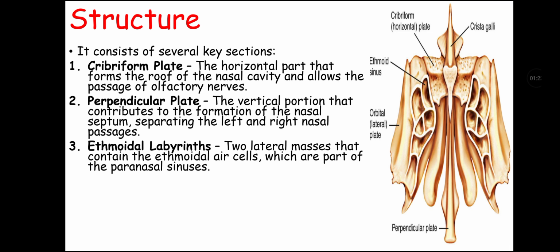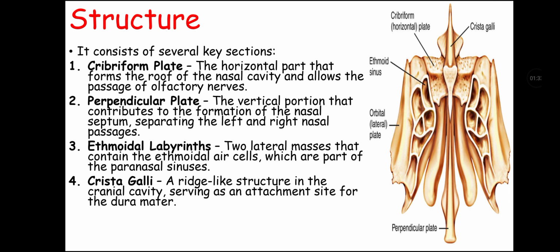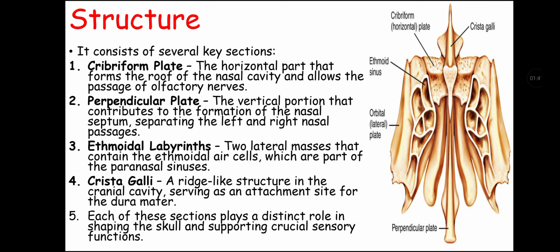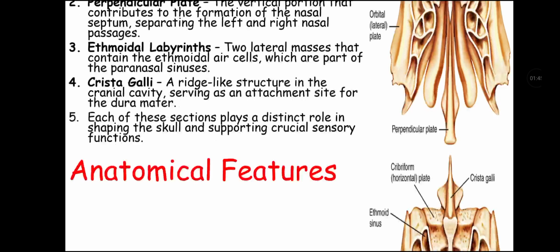The next part is the ethmoid labyrinth. There are two lateral masses that contain the ethmoid air cells or ethmoid air sinuses, which are part of paranasal sinuses. The next part of the ethmoid bone includes crista galli, that is a ridge-like structure in the cranial cavity serving as attachment site for the dura mater. Each of these sections play a distinct role in shaping the skull and supporting crucial sensory functions.